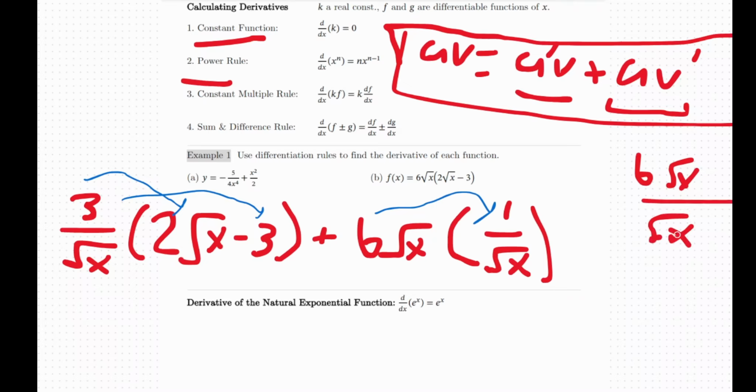Right, so we get 6 radical x over radical x. And from here, we can just get rid of those radical x's, and we're just left with 6. So essentially, we just have 6. And then minus 9 over radical x, of course, from the other part of that problem.